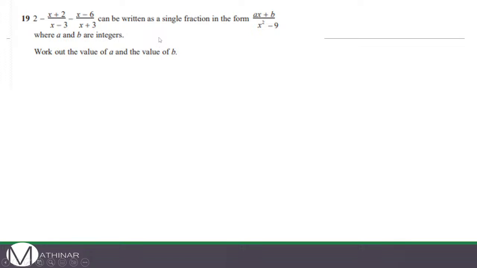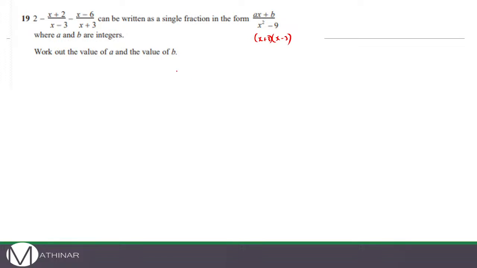Number 19. So this can be written as a single fraction in that form. Work out the values of a and b. So a bit of algebra here. The first thing that I notice is we've got an x squared minus 9. And I know that x squared minus 9 is x plus 3 and x minus 3, difference of two squares. So I need the denominators of these to be x plus 3, x minus 3.